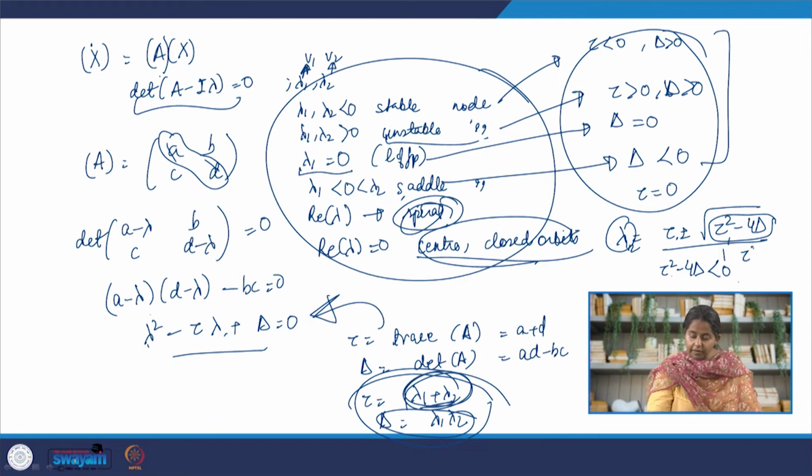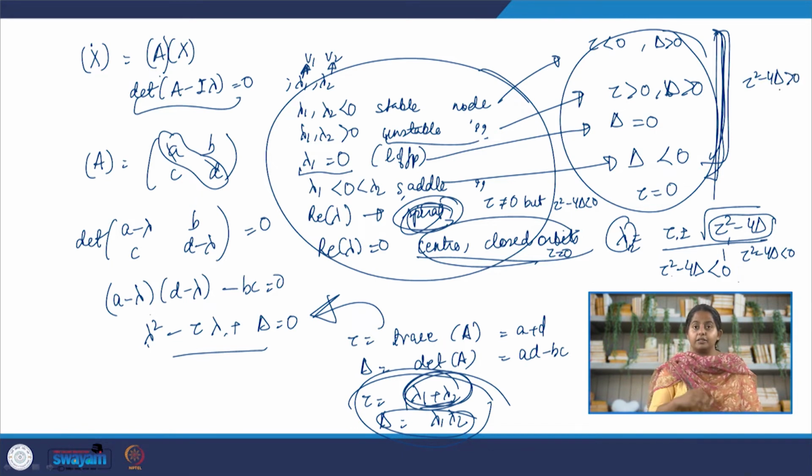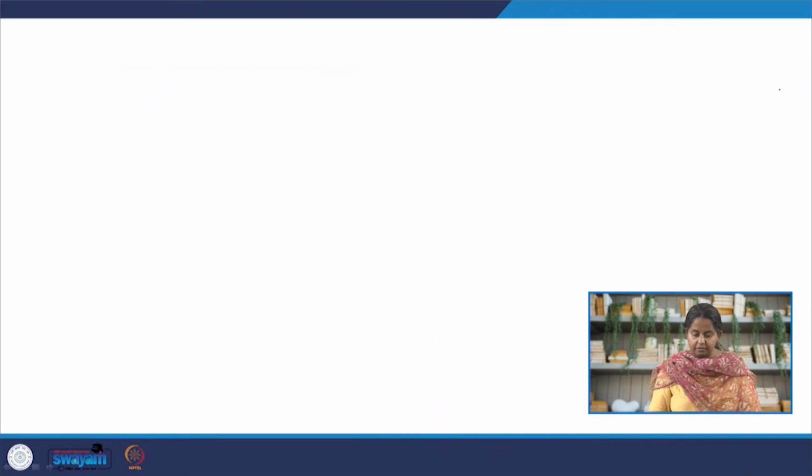If tau square minus 4 delta is less than 0, so you also need to look at the sign of tau square minus 4 delta, then we are dealing with spirals. So, the spirals when tau is not equal to 0. Here tau is equal to 0, here tau is not equal to 0, but tau square minus 4 delta is less than 0. For all these situations that I mentioned earlier, tau square minus 4 delta should be greater than 0. We can summarize this understanding in a very simple graph.